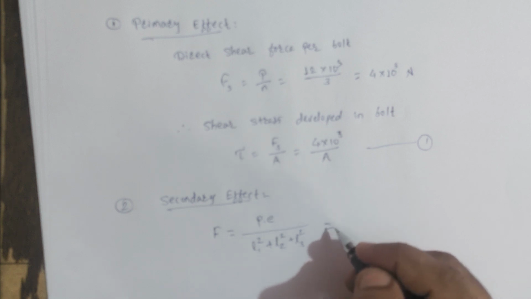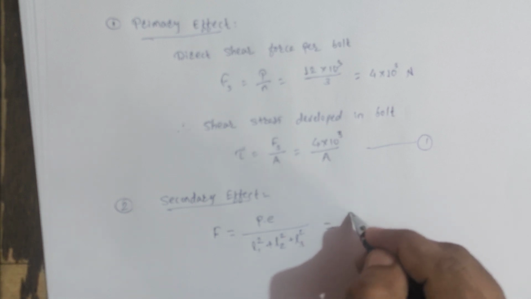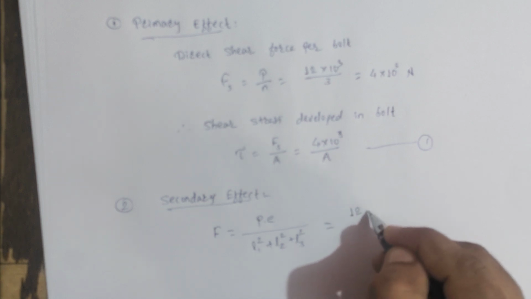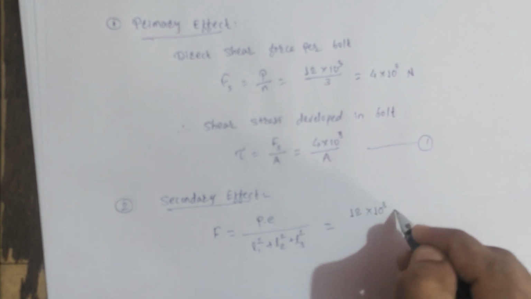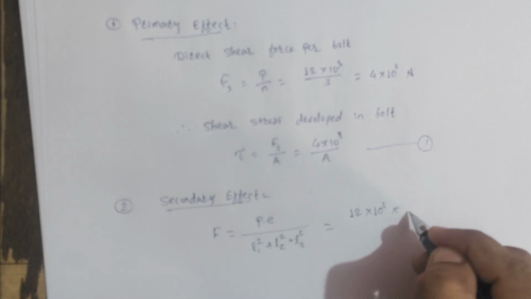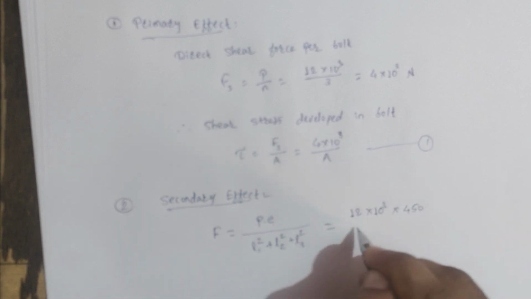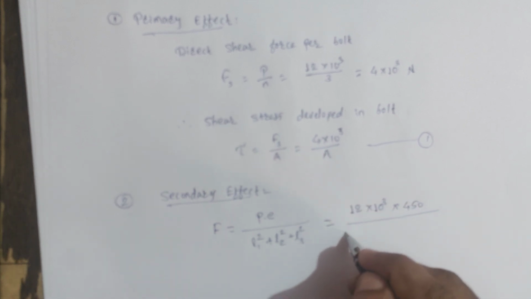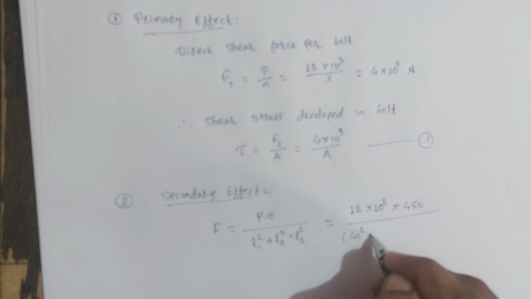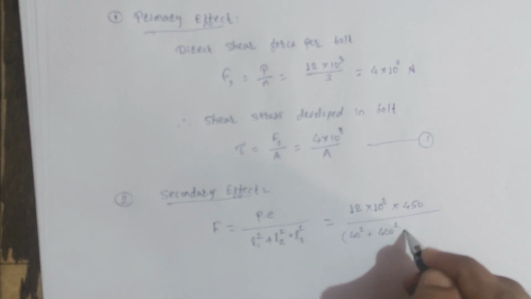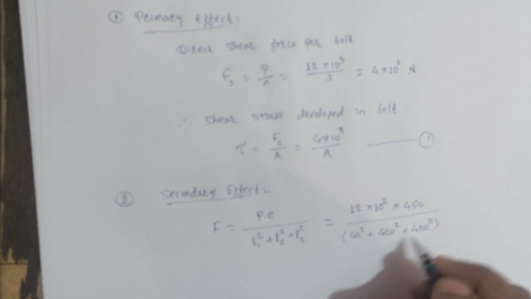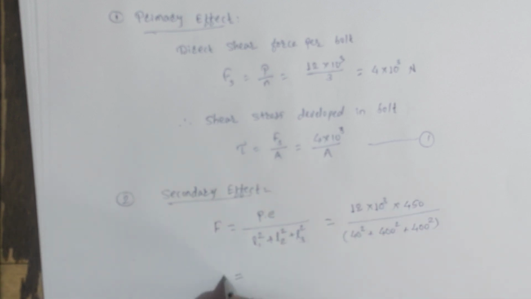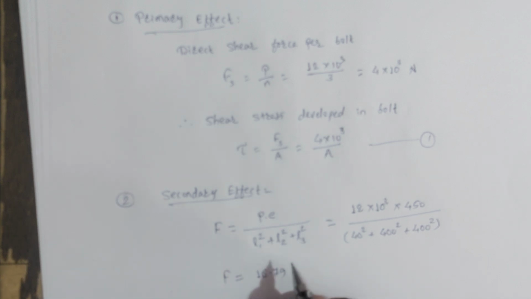So we know the value of P. P is 12 into 10 to the power 3, into eccentric distance E, which is also given, 450, divided by L1 is 40 square plus L2 is 400 square plus L3 is 400 square. So this proportionality constant F will be, if we calculate these values, 16.79.